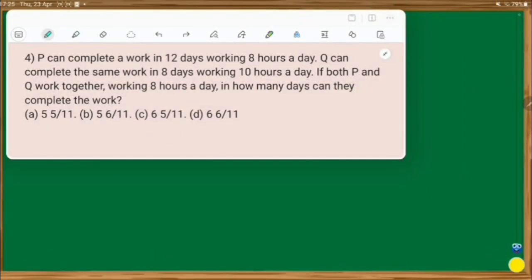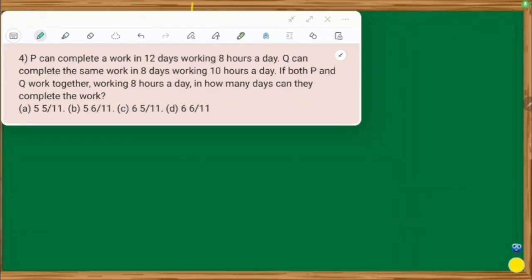Okay, look at the fourth one. P can complete a work in 12 days working 8 hours a day. Q can complete the same work in 8 days working 10 hours a day. If both P and Q work together working 8 hours a day, in how many days can they complete the work? 4 choices are given. At first try yourself. Okay, look at the answer.